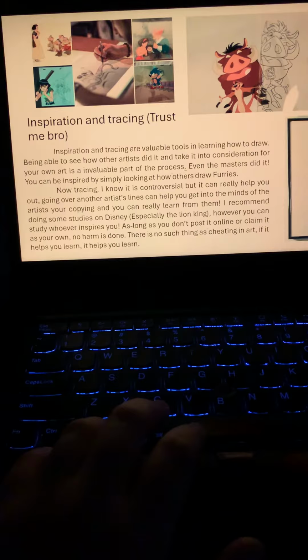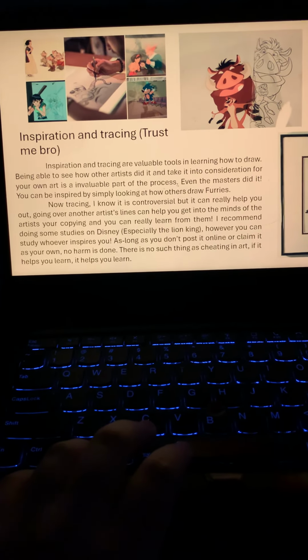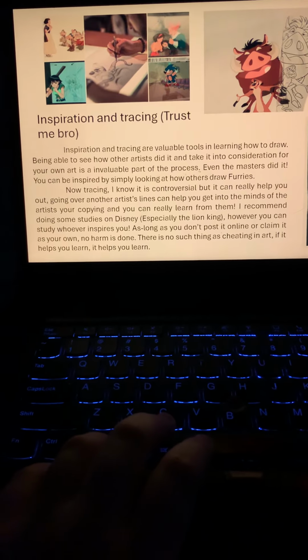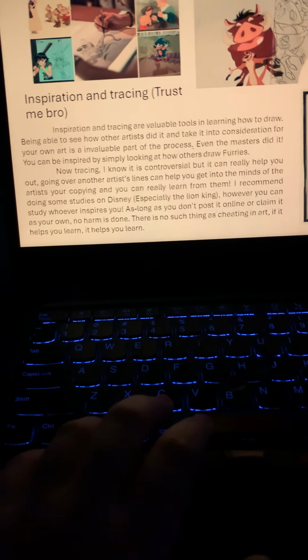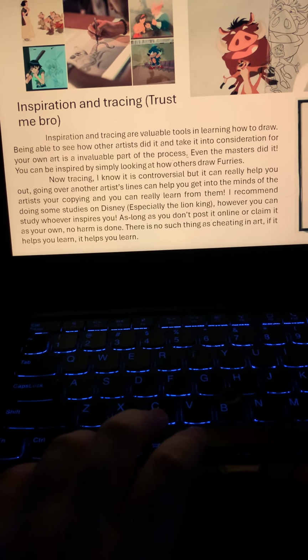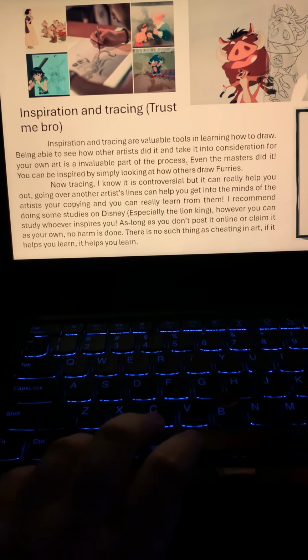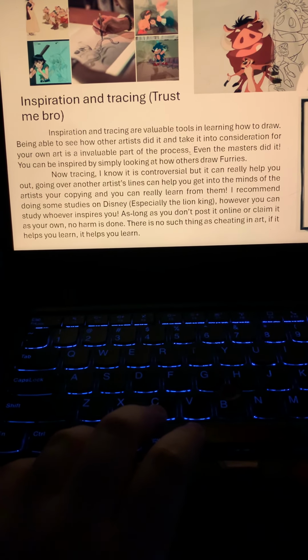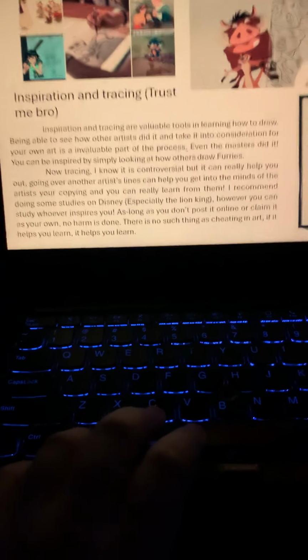Even the masters did it. You can be inspired by something by simply looking at how others draw furries. Now tracing, I know it's controversial, but it can really help you out. Going over another artist's lines can help you get into the minds of the artists you're copying, and you can really learn from them. I recommend doing studies on Disney, especially The Lion King.